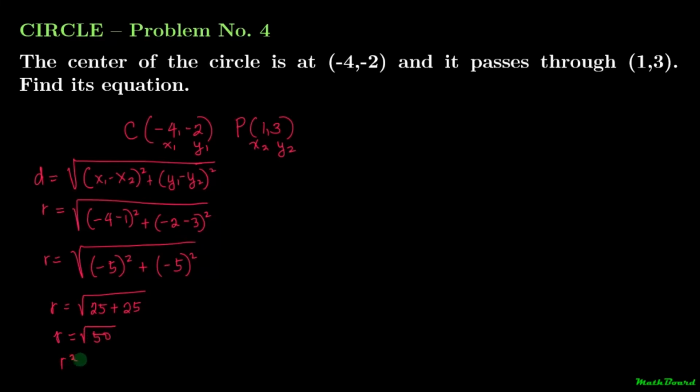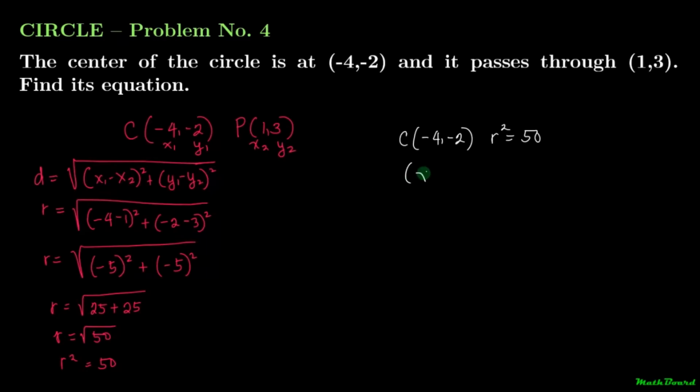Therefore, r squared equals 50. We just remove the square root. So, we can now have the equation. So, we have the center at negative 4, negative 2, and the radius, r squared rather, equals 50.